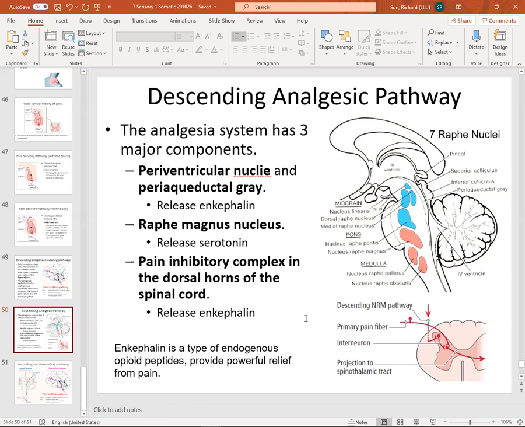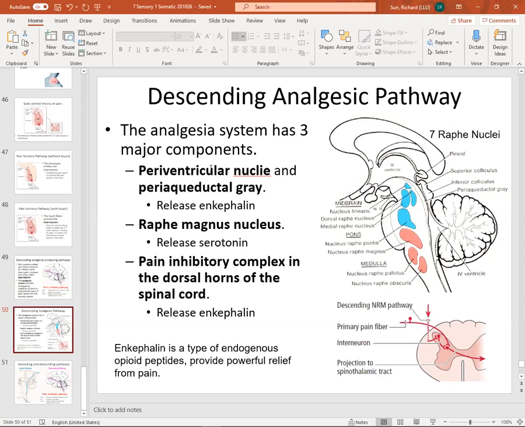So that's that. This will be another quiz question coming from here. What are the components of the descending analgesia pathway? Periventricular nuclei and periaqueductal gray, Raphe-Magnus nucleus, and the inhibitory complex in the dorsal horn of the spinal cord. And you need to know their neurotransmitters. Is it a hormone? It's not exactly a hormone. It's not circulating in the body, but it has effects locally.